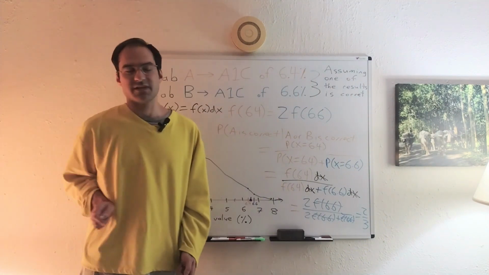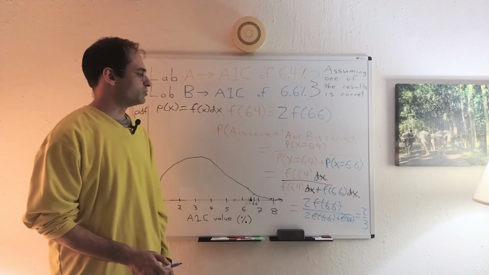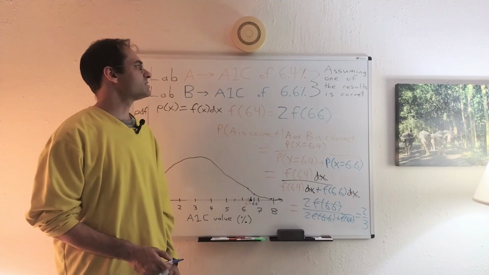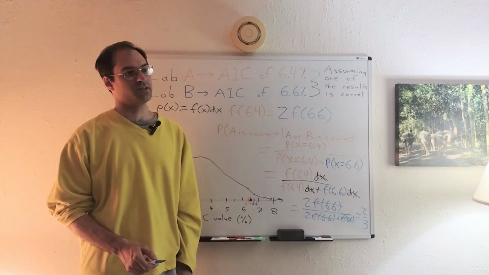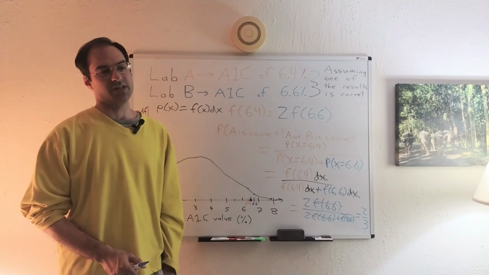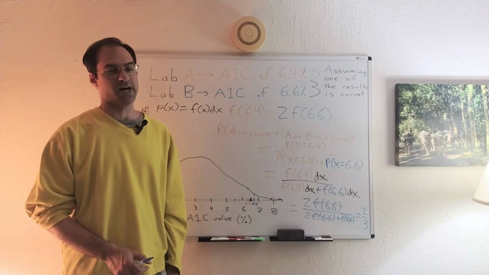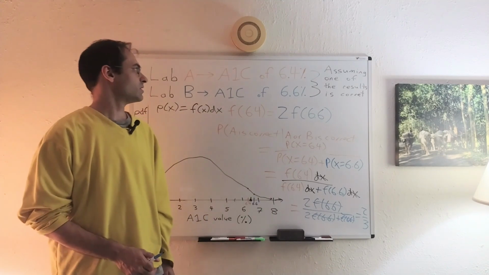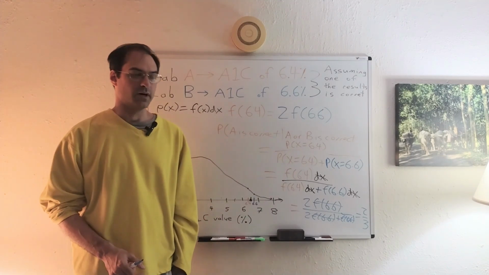So the probability that lab A is correct is equal to 2/3. We might say, well, since A is correct 2/3 of the time, maybe this patient doesn't have diabetes, and it might be wise to not put them on medication for their A1C values.